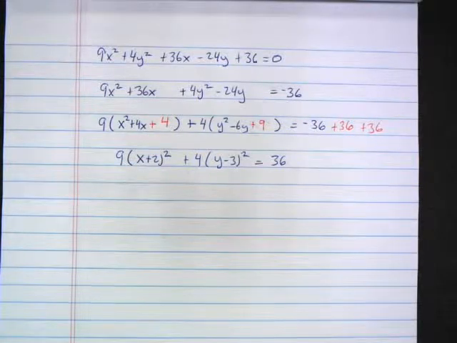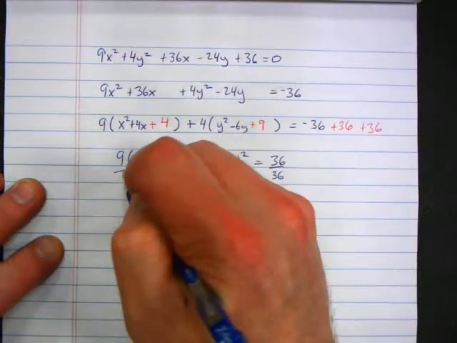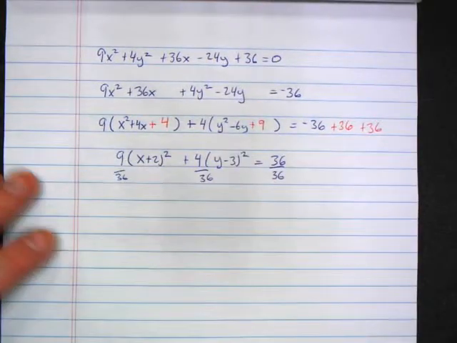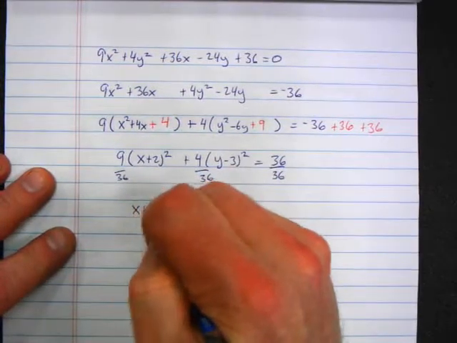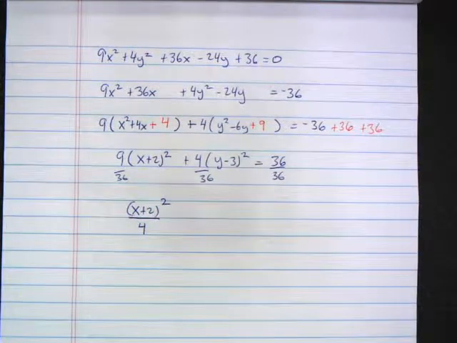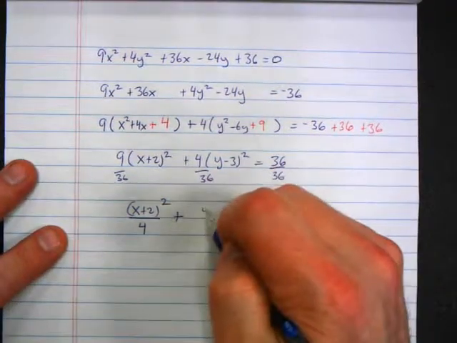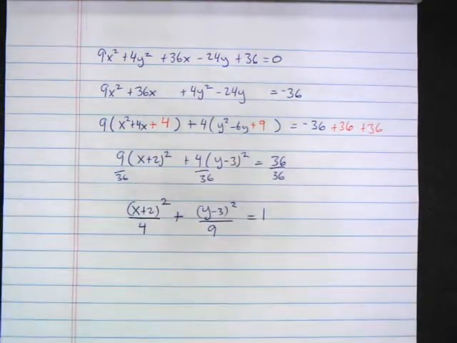Almost in the right form, but not quite. What do I need to do next? I need this to be the number 1 over here, so I divide by 36. What's 9 divided by 36? 1/4. Yeah, that's right. So I'm going to write this as x plus 2 squared over 4. What's 4 divided by 36? 1/9. So that's y minus 3 squared over 9 equals 1.